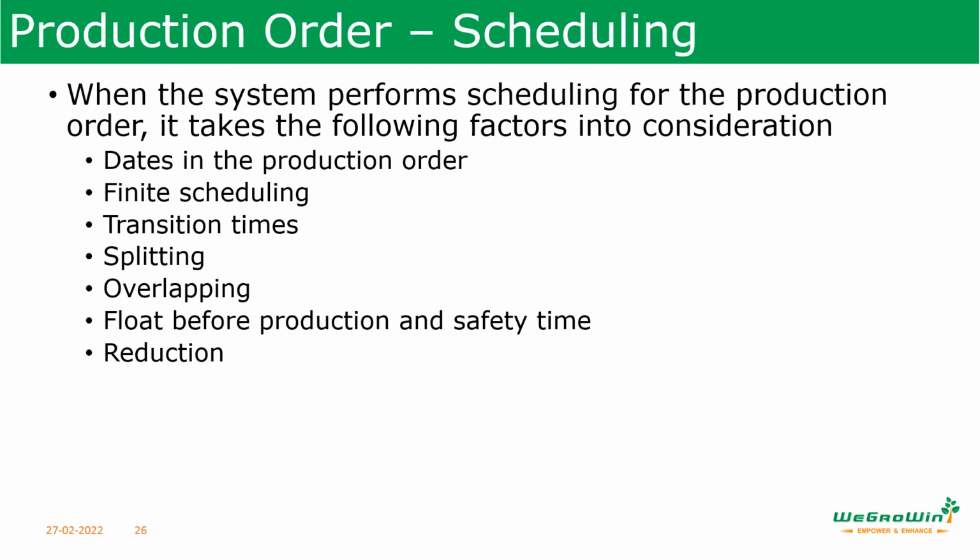So far we discussed various details in the production order, and now we talk about the scheduling here, because scheduling is done when the production order is created. When scheduling the production order, the system will consider various things like dates in the production order, whether it is finite scheduling, the transition times, the splitting, overlapping, float before time, float after time, and the reduction used. So various parameters are considered for scheduling.